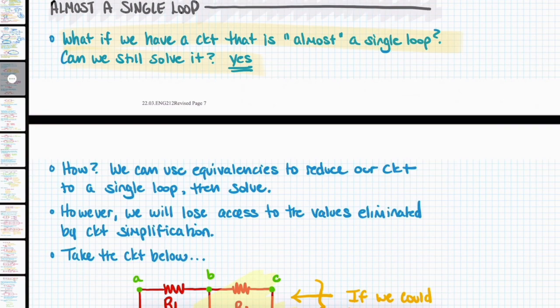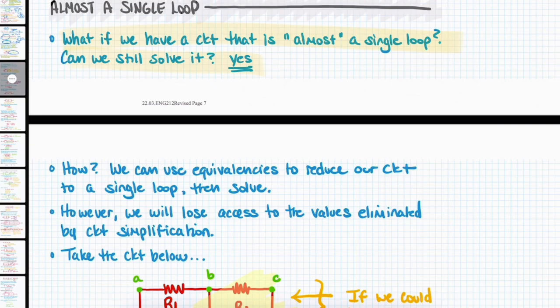Yes. What's the formal definition of almost a single loop? There is no formal definition. Okay, I'm going to talk about why, for the circuit below, I feel that it's almost or resembles a single loop. But in the end, this is more of a soft definition.